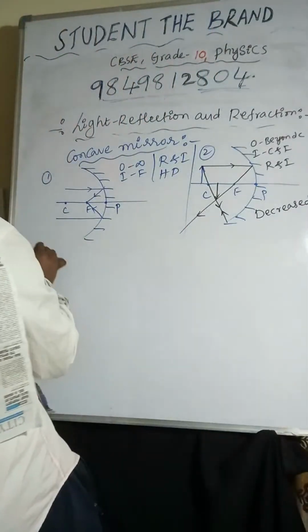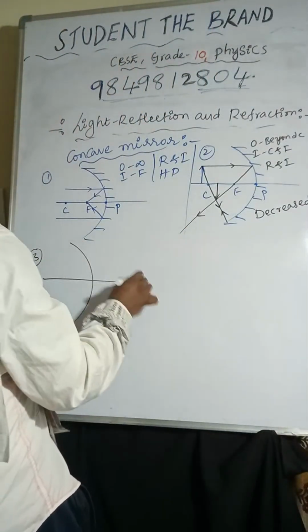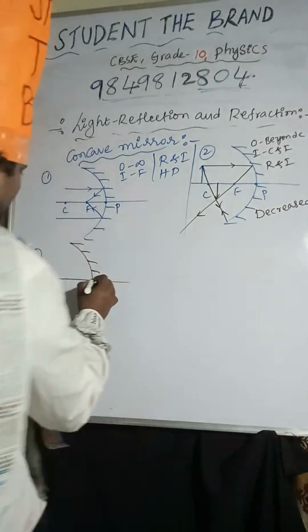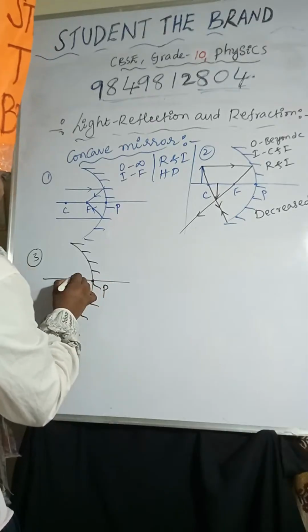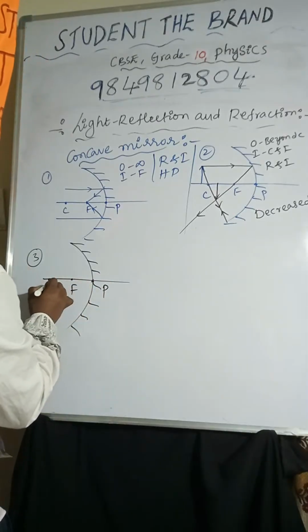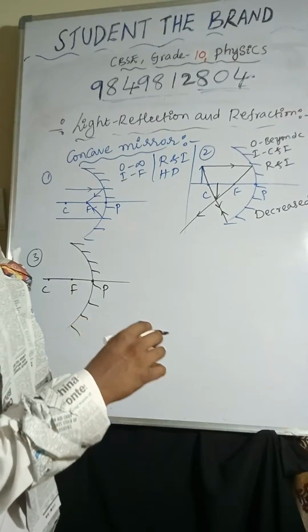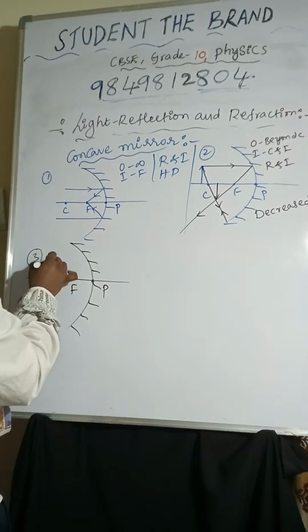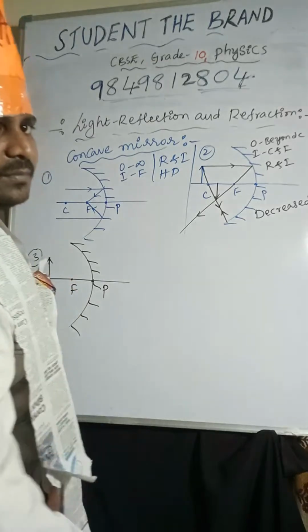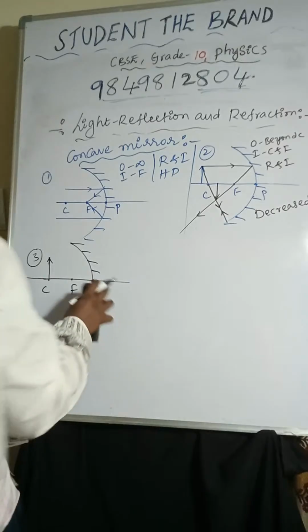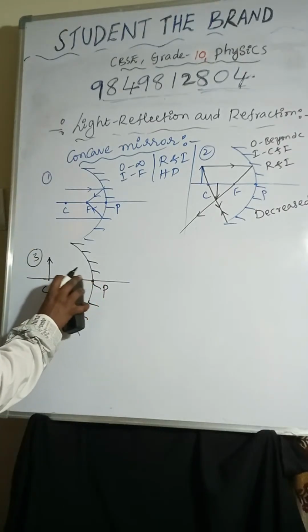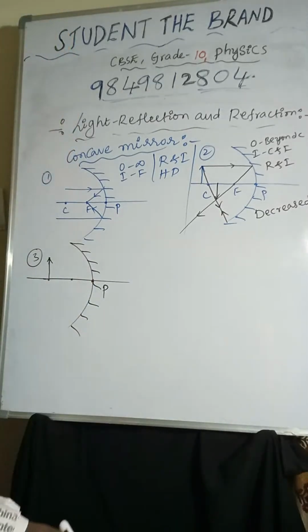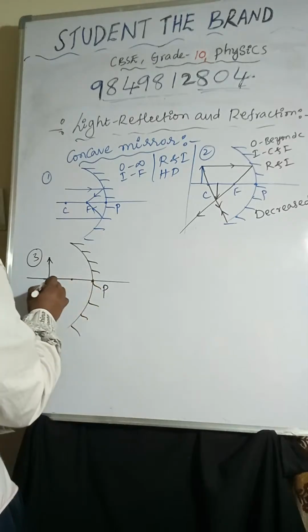Coming to the third one. Pole, focus, center of curvature. Object is placed at C. How many light rays are required to form the image of the object? Minimum 2 light rays are required, right? So that's why I'm taking them here.